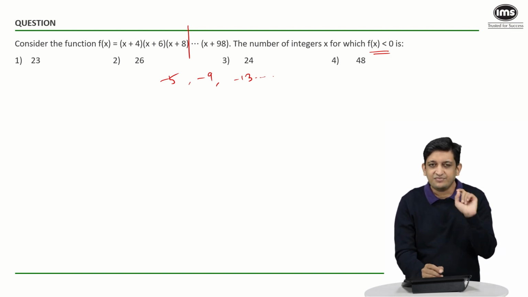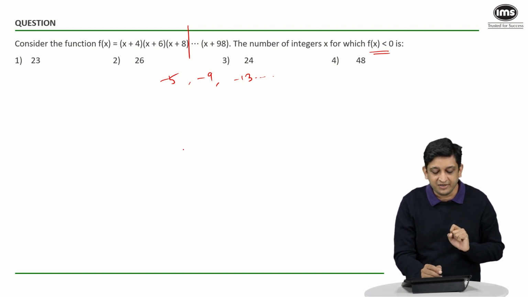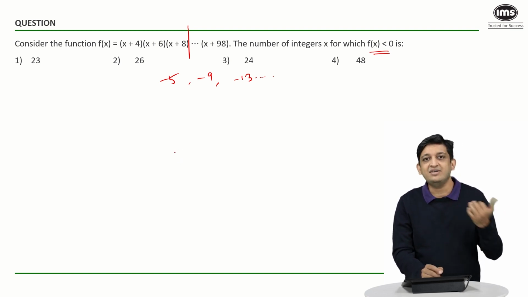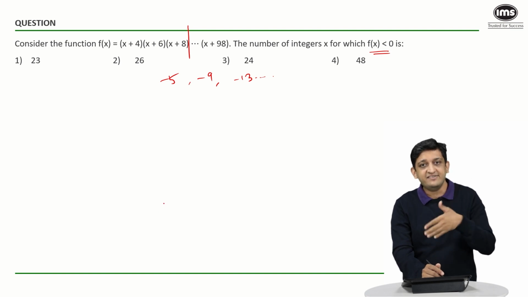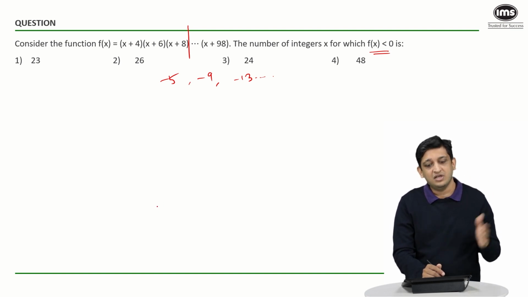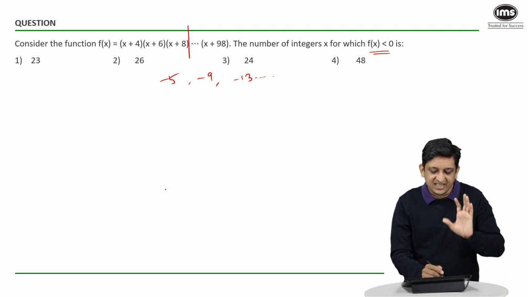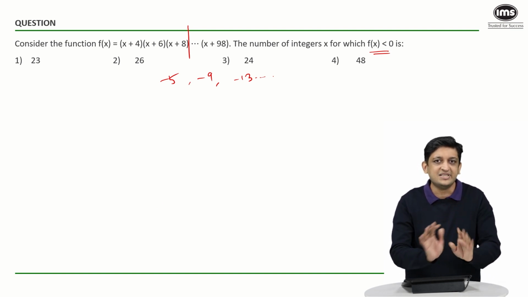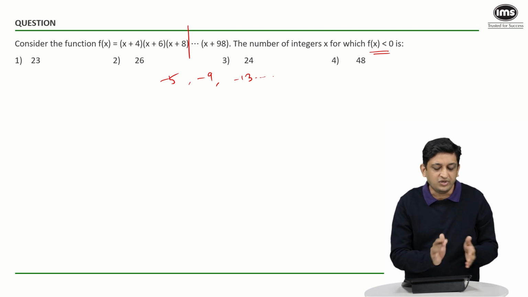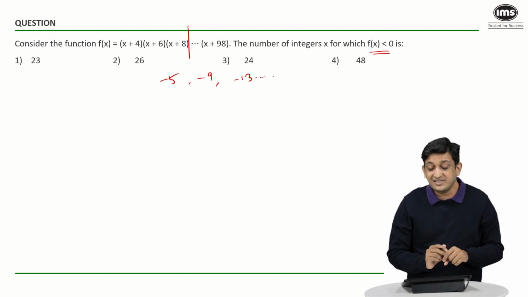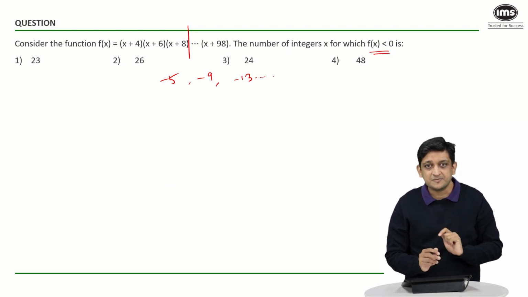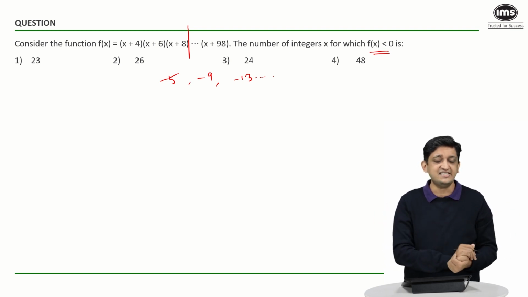So you can see that 5 leaves a remainder 1 when divided by 4, 9 leaves a remainder 1 when divided by 4, 13 leaves a remainder 1 when divided by 4. If you keep on going ahead till 98, you will see that there are so many terms that are present in this particular context. So if you count the number of terms that are present, you will see that there are 48 terms present in this entire sequence.